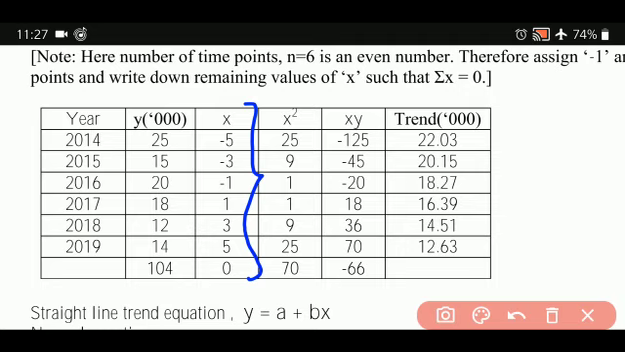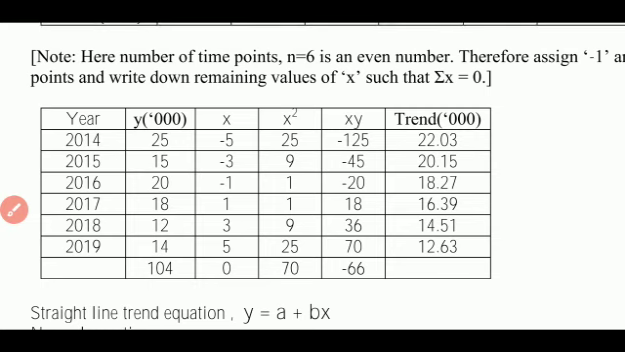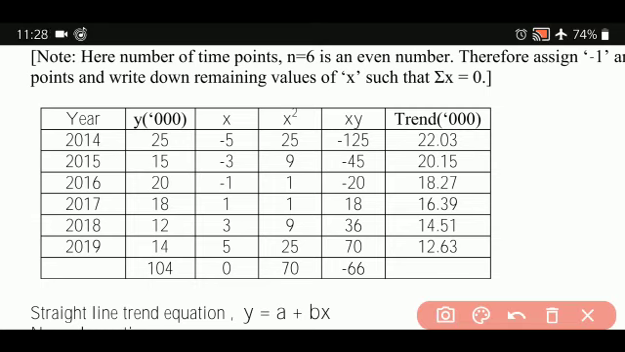These things are made simple so that you understand and solve them easily. And if it is odd, you are going to start the middlemost value with 0. So what do the values of x become now? -5, -3, -1, 0, +1, +3, +5.